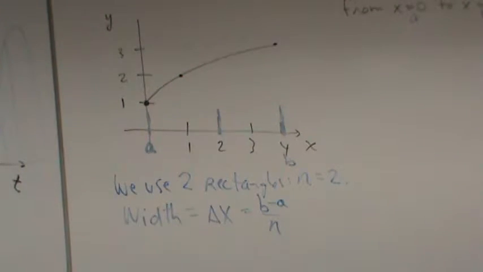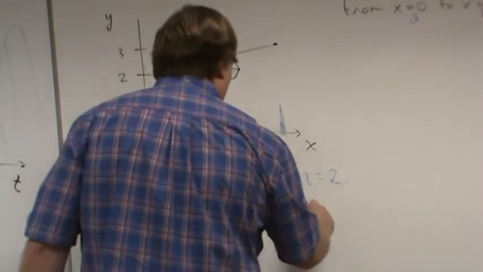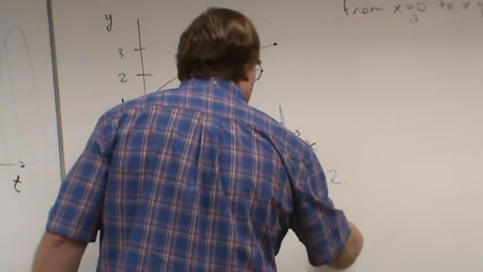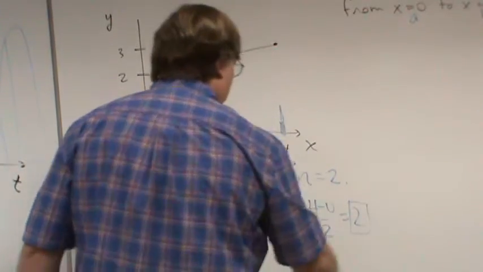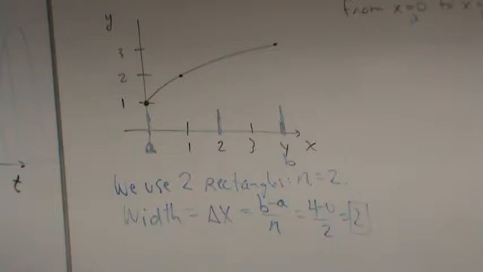Sometimes I ask my students, tell me what it is, and I fish for the answer. But in this case, I'm not going to. I'm just going to tell you. So in this case, it ends up being 4 minus 0 over 2, which is 2. Yay. So I got the width of each rectangle as being 2.